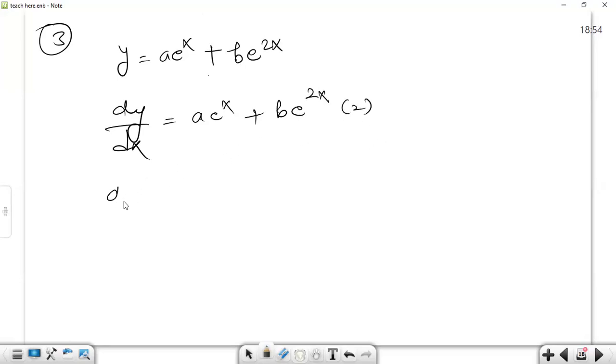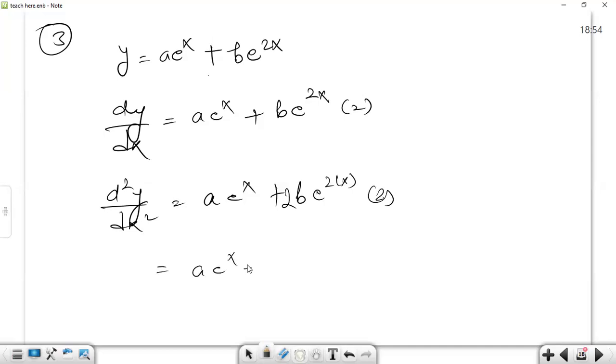Now let's differentiate once again. Differentiation of a e^x will remain the same, e raised to power x, plus b into the differentiation of e to the power 2x, which is e to the power 2x, and the differentiation of 2x is simply 2. So simplifying it, you can write it as 4b e raised to power 2x for d2y upon dx2. The only task remaining is that we have to eliminate a and b, right?